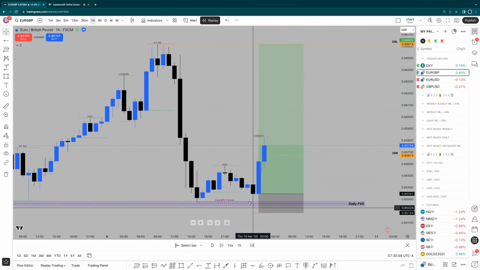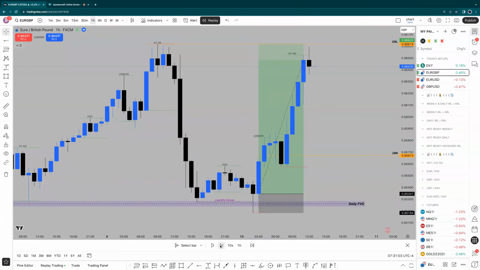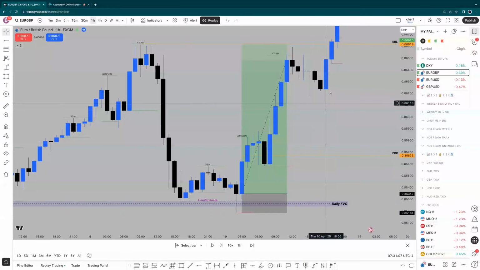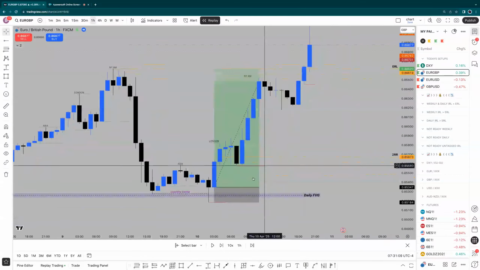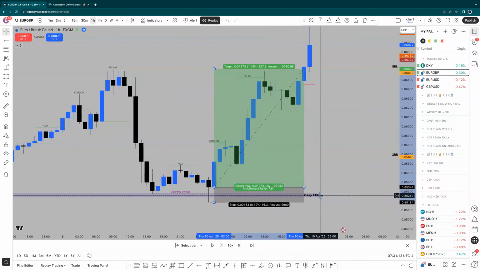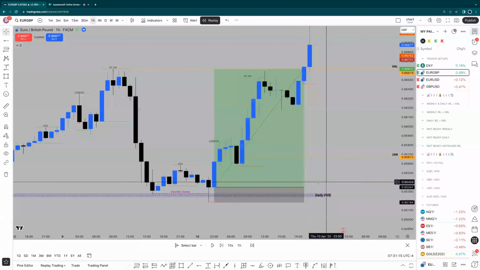So we've obviously got that, and then we can play price out. You see, New York session absolutely rips to the upside, and then in the little bit of overnight, the whole trade runs to TP. Now, the 7R is ridiculous. I've never traded like that.